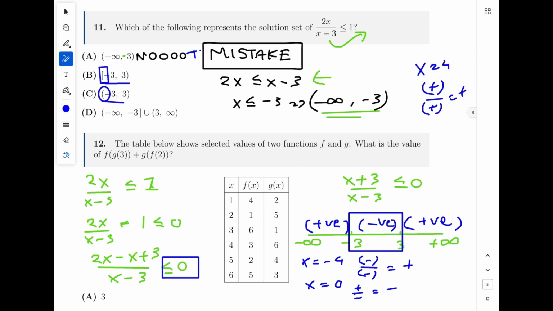Now if we put minus 3, we actually have this thing going to 0, which is equal to 0, and our sign permits equality to 0. So our answer will be option B and not option C. I hope that was clear.